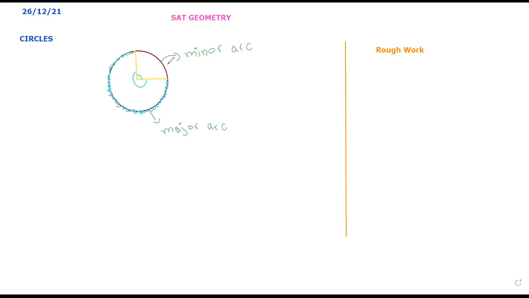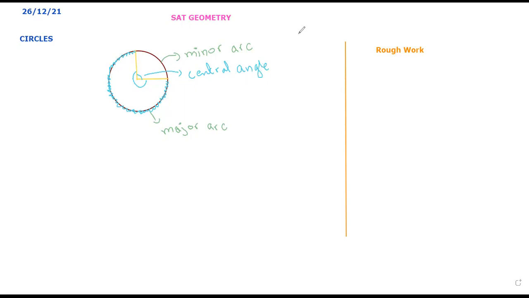And for the minor arc, we have the small angle, okay? All right, so this thing is clear. Then this angle is called the central angle. This is the central, because when we will talk about questions, we'll only be discussing this angle and the minor arc, okay, like majorly. So this angle is the central angle, okay? Yeah, so we are clear with the basics of a circle, right?